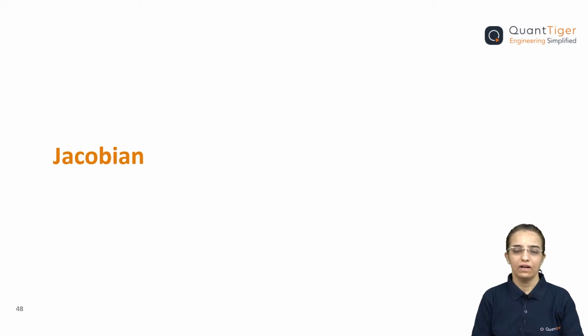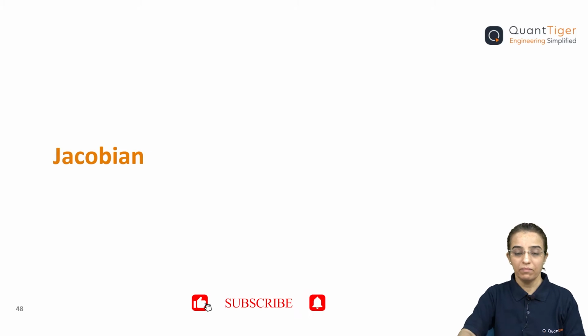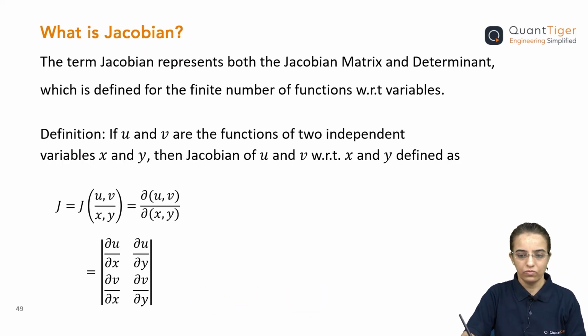Hello everyone, we will be learning in this video about the Jacobian. Jacobian is related to functions which involve some variables which are independent variables. Whenever we use the term Jacobian, it represents a matrix and a determinant. So first of all, we will try to understand its definition.